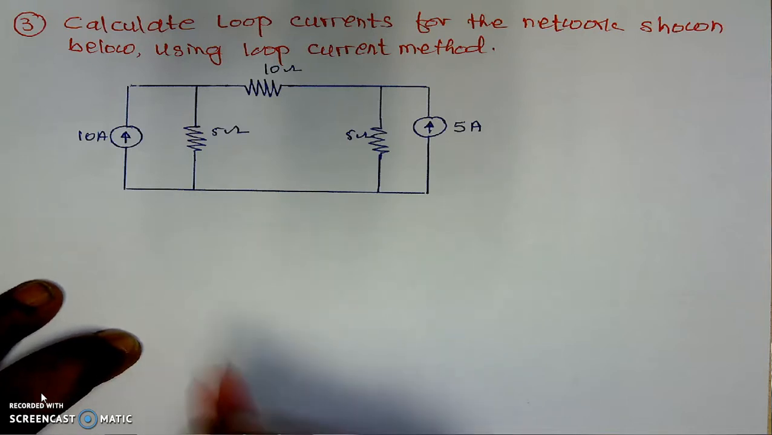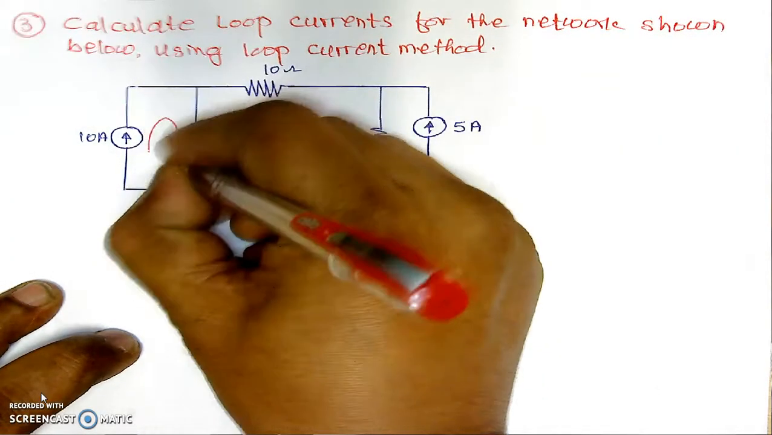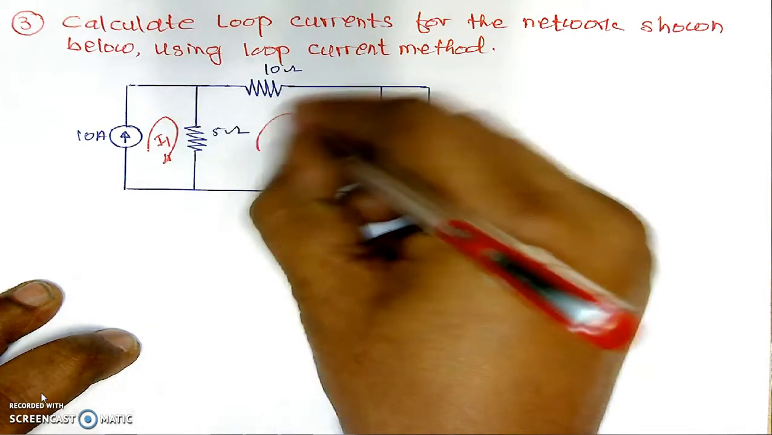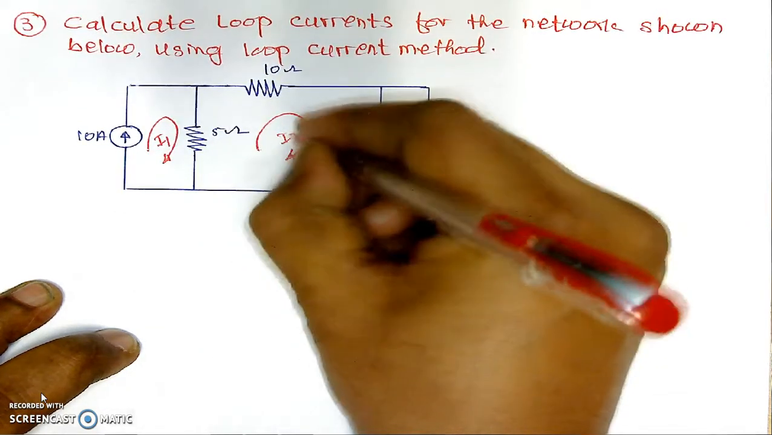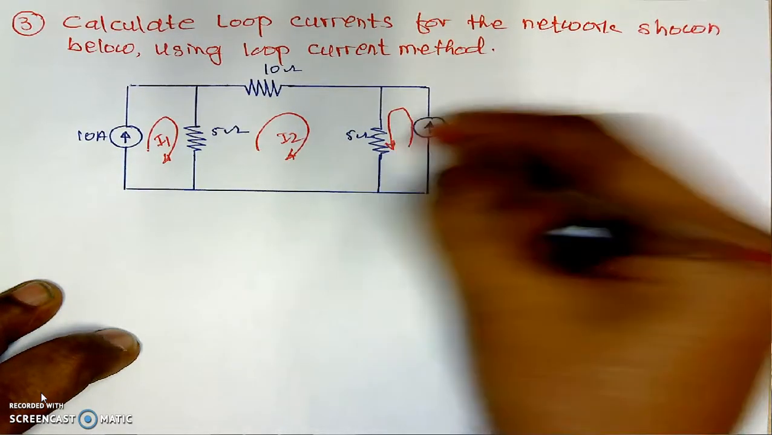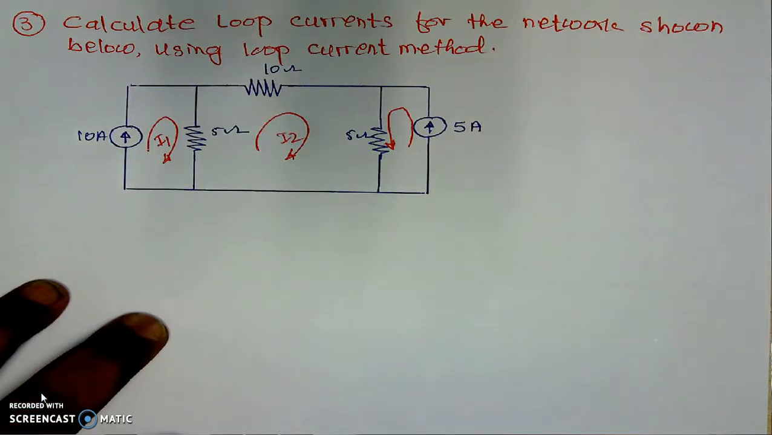Now here we have three loops. I will mark the currents straightforwardly. For the first loop the current is I1, for the second loop the current will be I2, and for the third loop the current will be I3. For the third loop I am assuming the direction of the current as anti-clockwise because there is a given current source. That loop current we are assuming as the same as the direction of the given current source. We can assume opposite, but the concepts are different. Right now I am not discussing that.